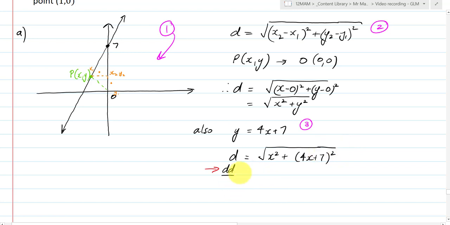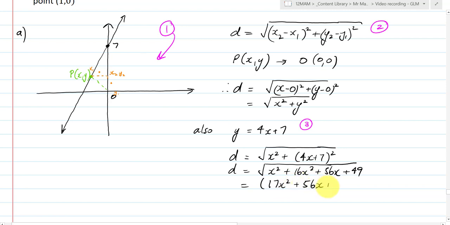Now I probably need to show another step here and simplify one more step. So the square root of x squared plus 16x squared plus 56x, that's 4 times 7 times 2, binomial expansion, plus 49, and that's equal to, and I might even write it as a half power, (17x squared plus 56x plus 49) to the power of a half.